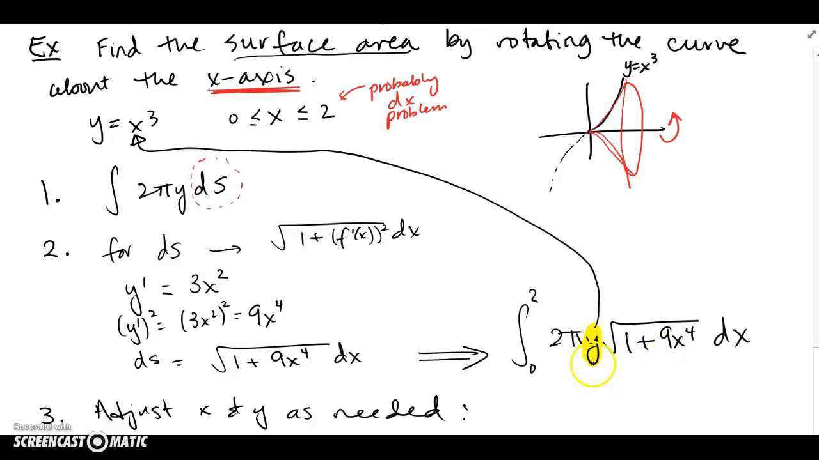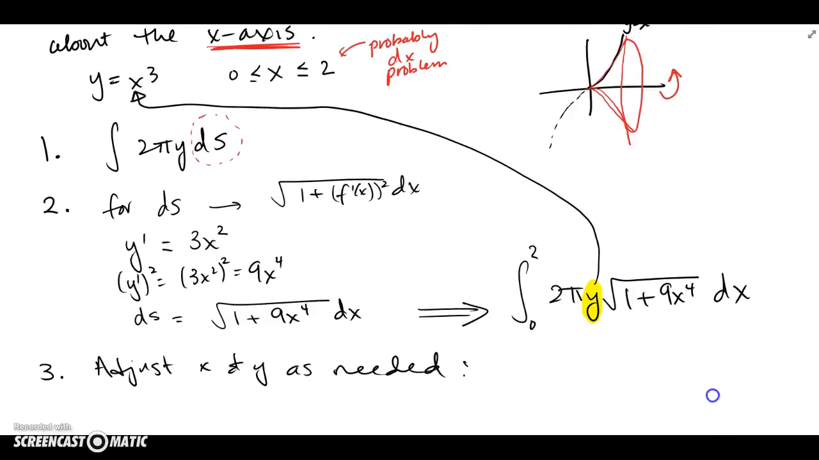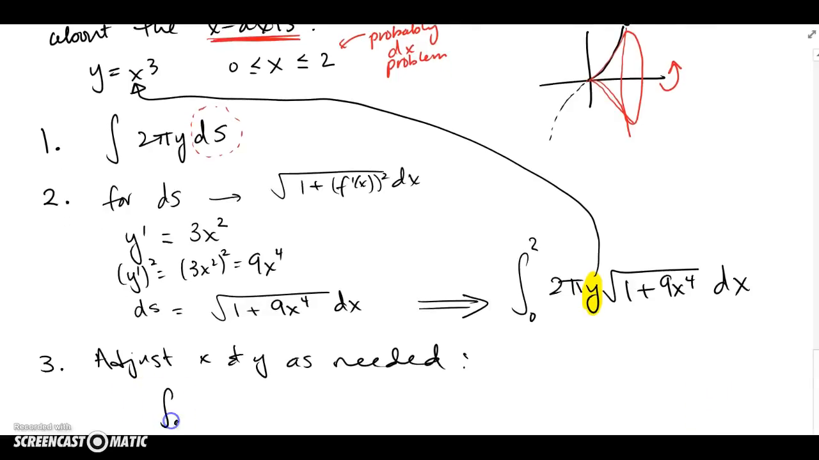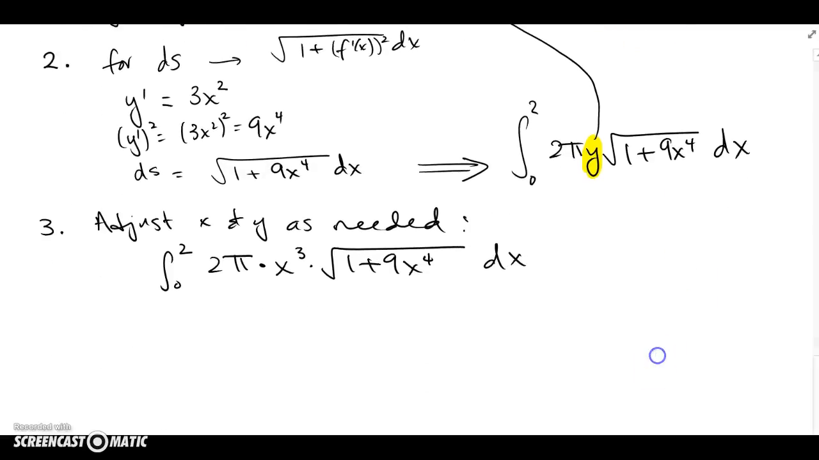So I don't like the y there. I want everything in terms of x's, and I do know that y was equivalent to x cubed. So I'm just going to set up my integral as 0 to 2 of 2 pi, replace the y with x cubed, times the square root of 1 plus 9x to the 4th dx, and now I have an integral that I can actually evaluate. Everything is in terms of x's. So let's try evaluating this integral.